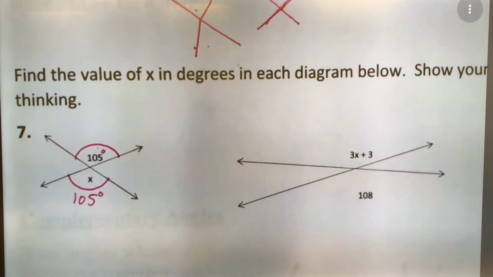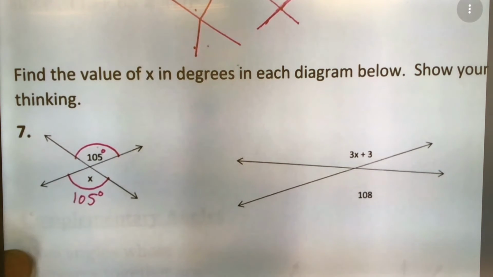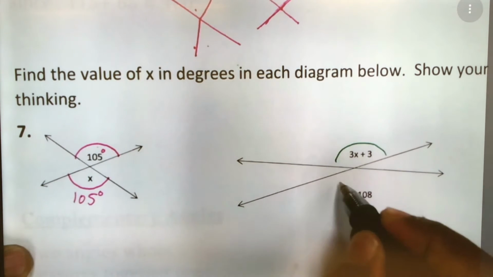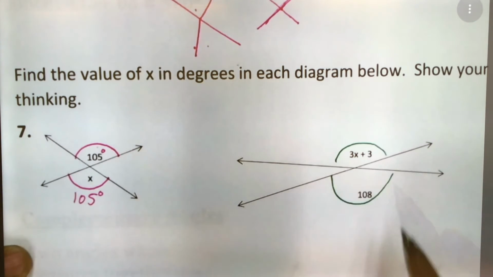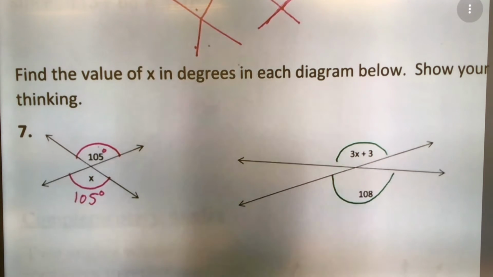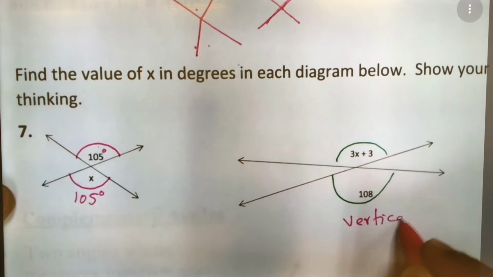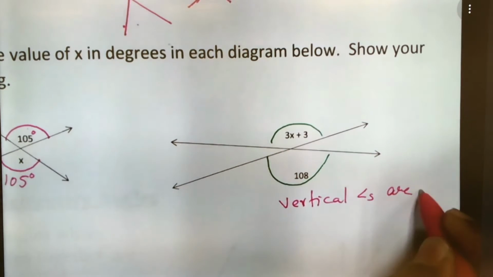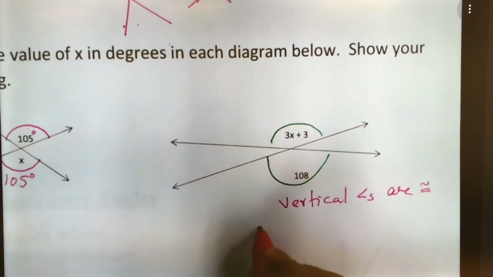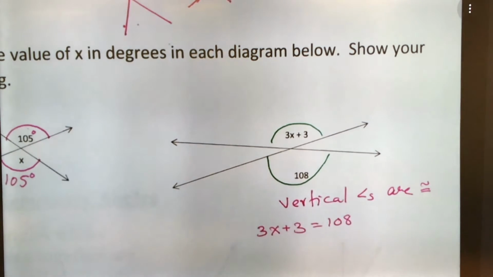I have one more question. Take a moment, do it by yourself, and come back. I hope you already identified that these two angles are opposite each other at the intersection of two straight lines, so they are vertical angles. Vertical angles are congruent, which means they are equal to each other, so we can write 3x plus 3 is equal to 108. Now I have to solve for x.